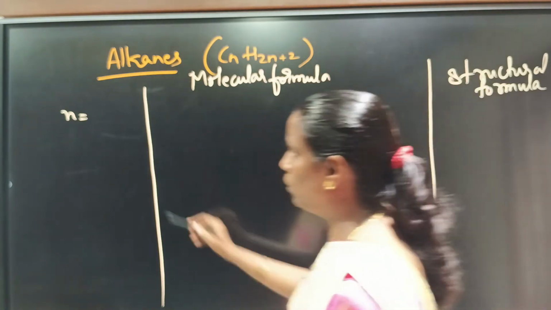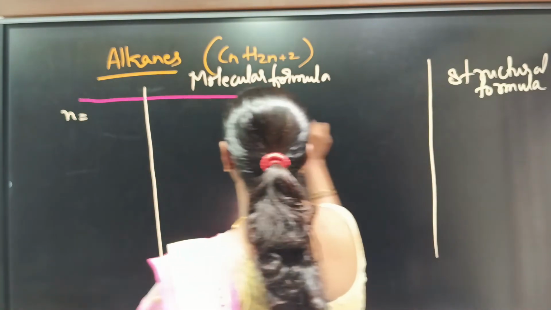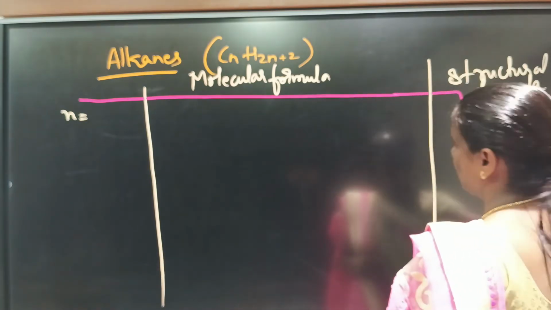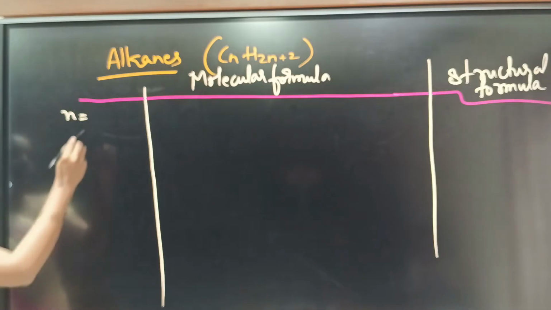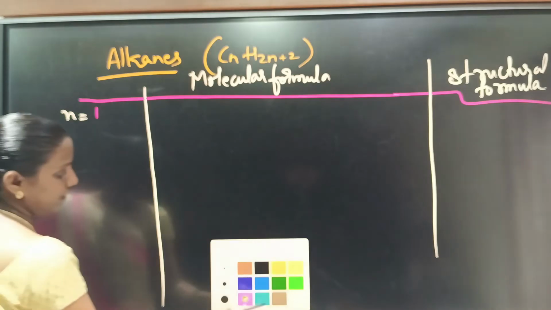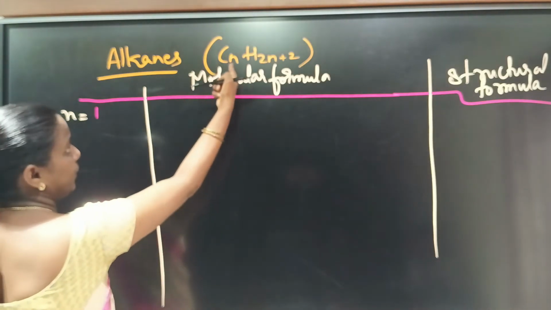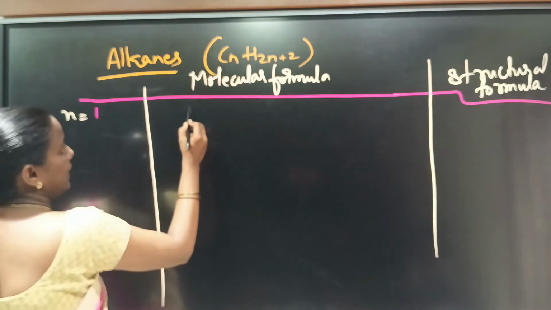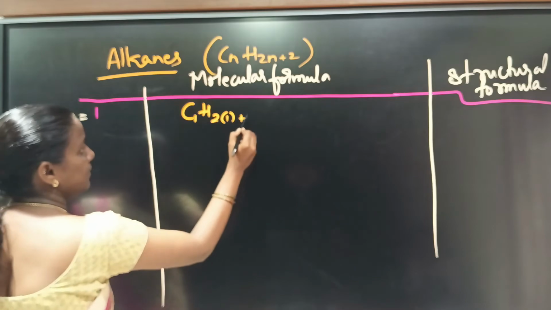Okay, so based on this, yes, you are getting more questions, and 100% you can expect questions based on this. Now I am going to take n = 1. So when n = 1, take the general formula and substitute the n value there. So CnH2n+2 becomes C1H2×1+2.